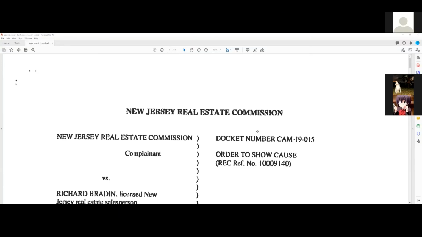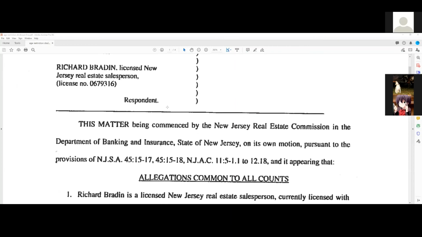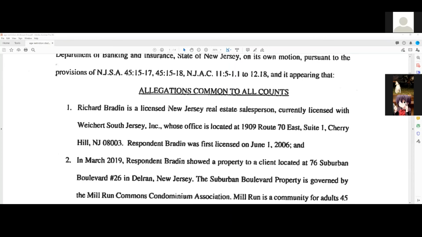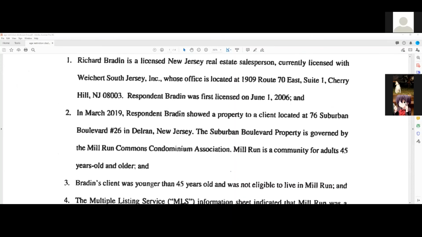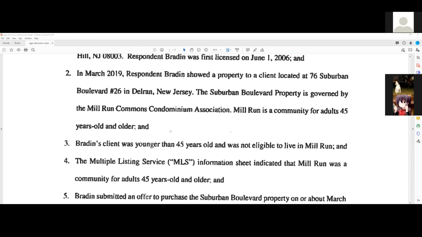Okay, so this is a real case study. This is from the New Jersey Real Estate Commission. Somebody got in trouble because, here you go, he was from Wycott and actually Cherry Hill. Somebody showed the client a property at such an address. And now, some of you may know where this property is located. It's in Delran. It's a 45 plus community.